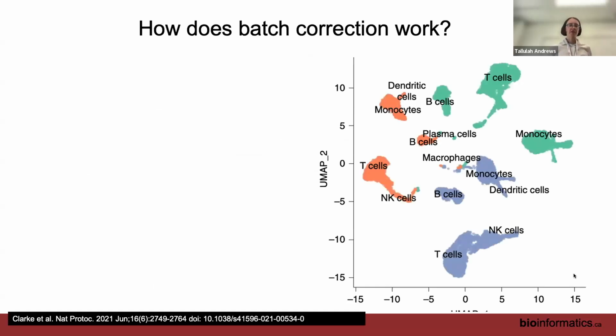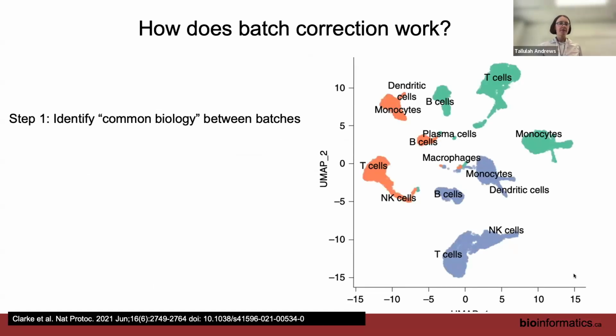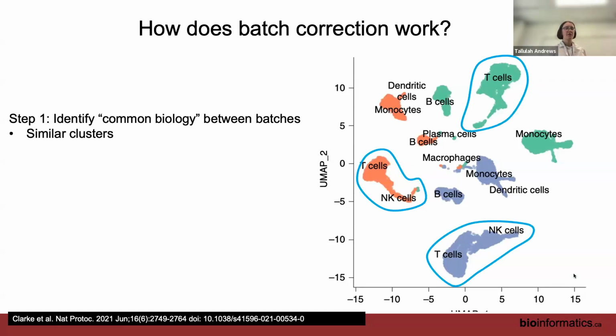So how does batch effect correction really work? So the first step is always to identify some sort of common biology between the batches. Depending on the method, it might have a statistical way of doing this, or it might ask you for it. So it might ask you, give me the labels for the different cell types for each cell. So usually this is done by looking for similar clusters in the data. So here we might find that all of these groups of T cells and NK cells, they're all similar to each other.